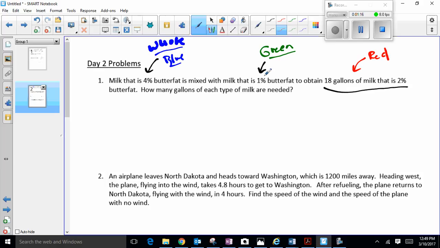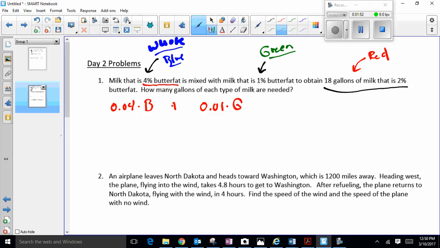Now, to find a percent of something, you have to multiply times the decimal version. So let's look at 4% butterfat. That means we're going to do 0.04 times however many gallons of that blue milk that we were talking about. Now we also, to find 1%, it kind of gets averaged out with the 4%. So this is going to be 0.01 times whatever the green amount of milk is.